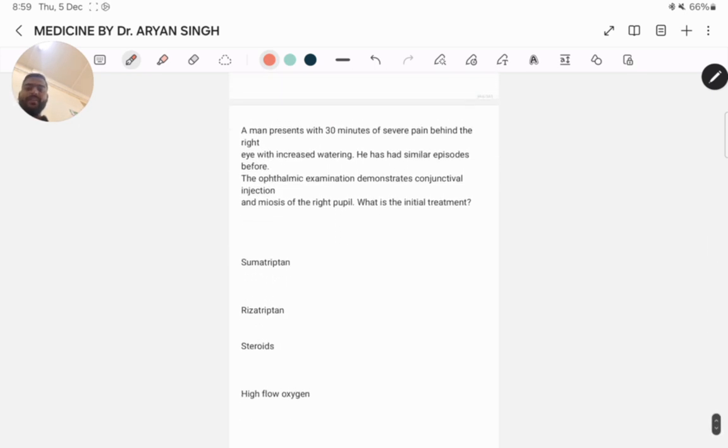Next question. A man presents with 30 minutes of severe pain behind the right eye with increased watering. He has had a similar episode before. Ophthalmic examination shows conjunctival injection and miosis of the right pupil. What is the initial treatment? Sumatriptan, rizatriptan, steroid, or high flow oxygen. High flow oxygen is the best answer, because here the patient is suffering from cluster headache, and the abortive measure for cluster headache is high flow oxygen.